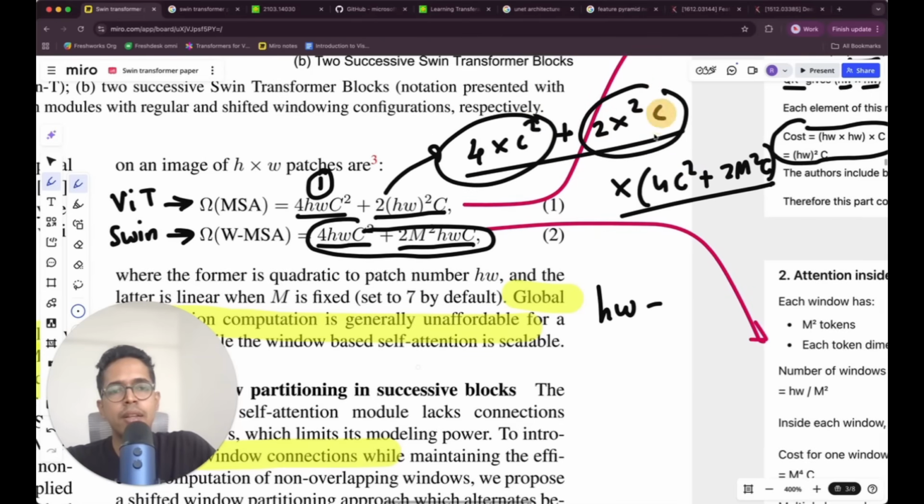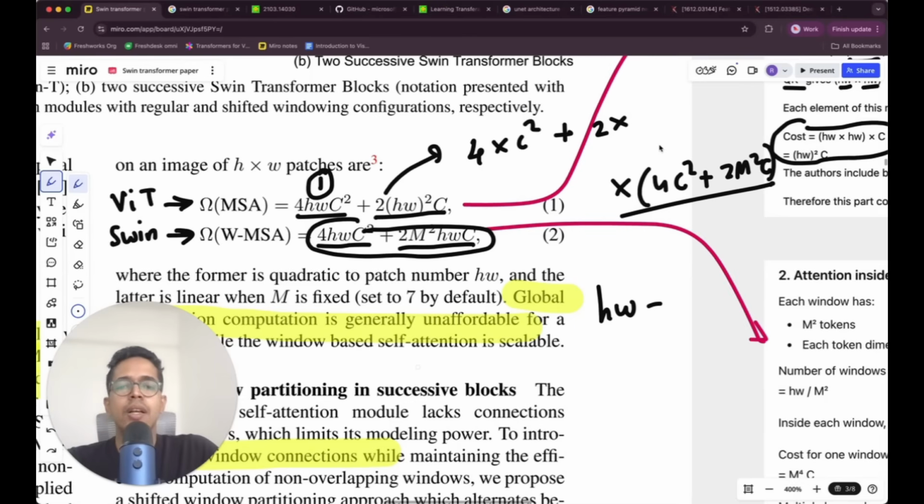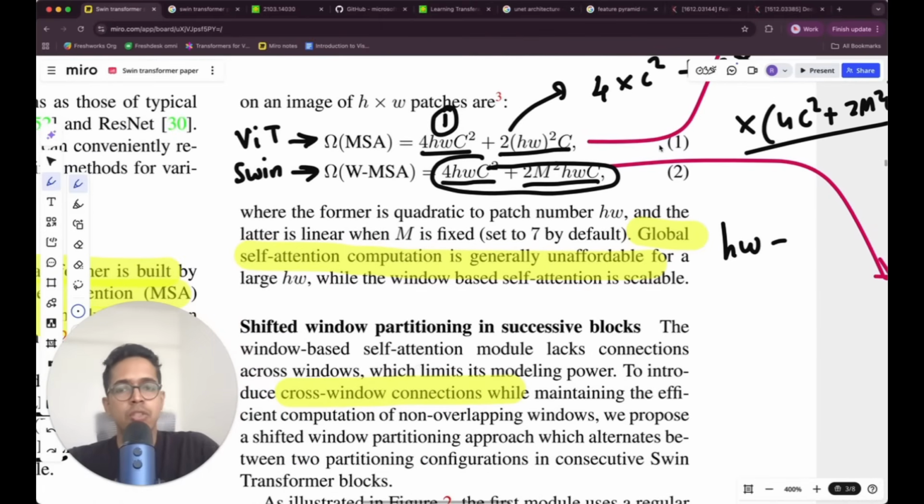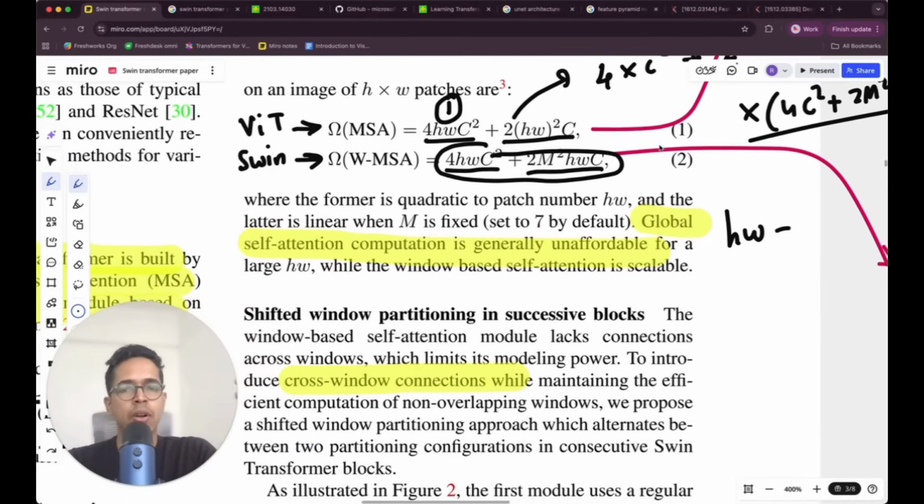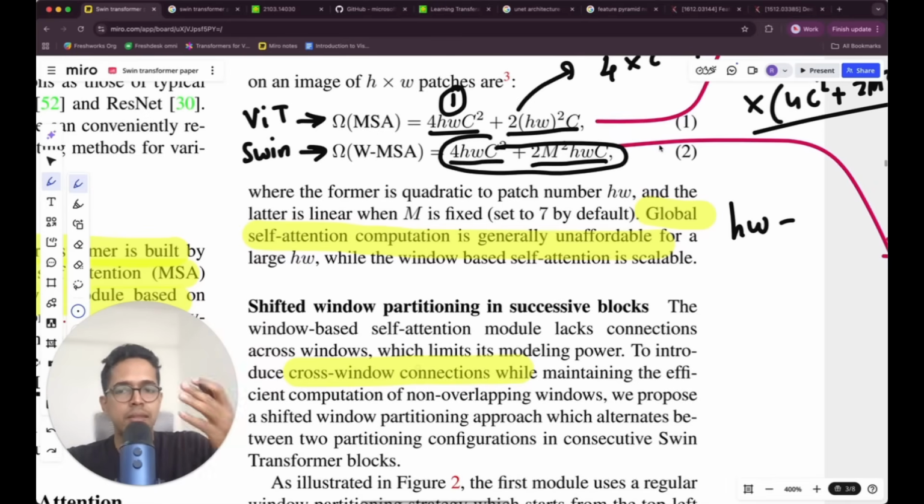This is the quadratic term of the quadratic equation, or the square term of the quadratic equation. So this is why they say Swin transformer scales linearly with respect to the total number of tokens. And this is one of the biggest advantages, where the former is quadratic to patch number W. Former means vision transformer, and the latter is linear when M is fixed. So M is set to 7 by default.